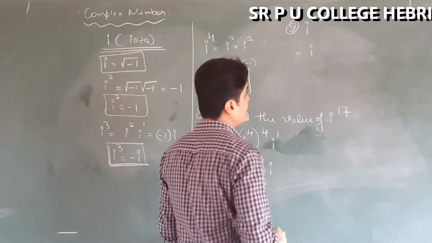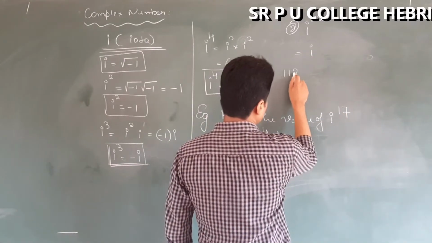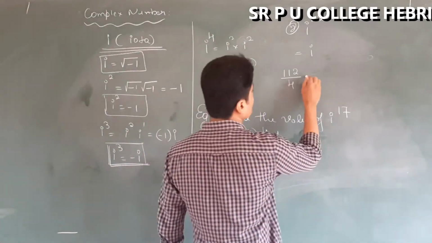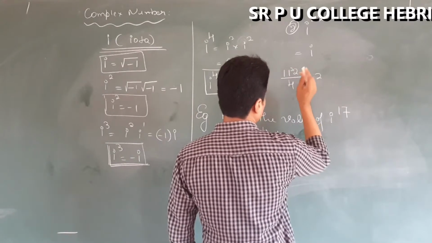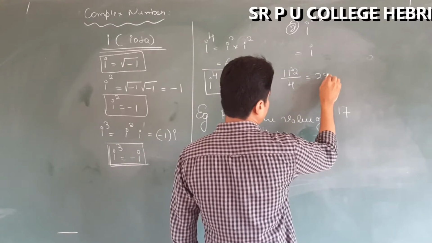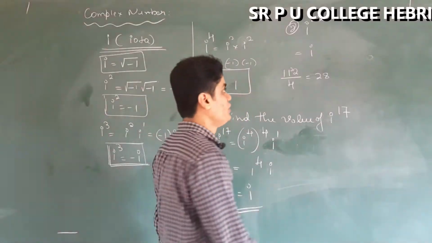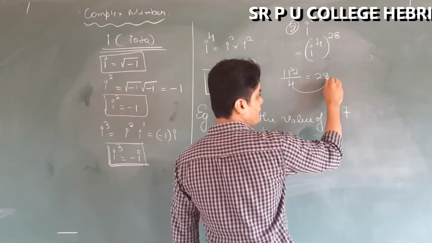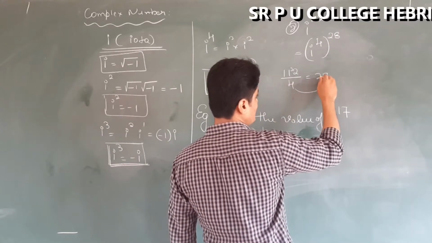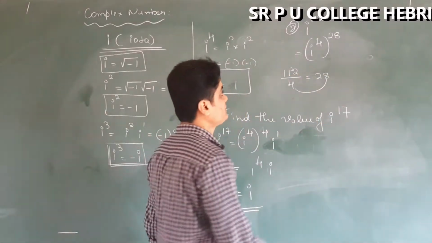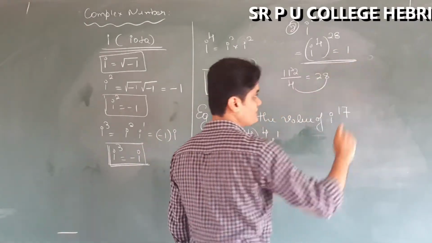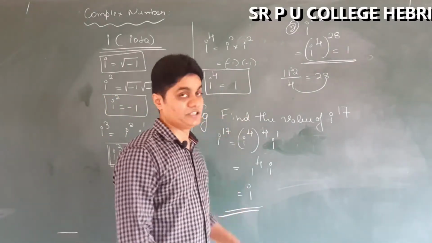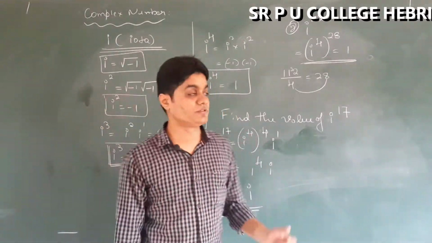So can you express 112 by 4? To get this number, you just start dividing by 4. Dividing by 4, 4 into 2 is 8, remaining 3. So 4 times 8 is 32. It divides exactly, right? So this you can write as i power 4 to the power 28. 4 into 28 is 112. So it's perfect. So what is the answer? Answer is 1. That's it. Very easily you can find power of i for anything using the values i cube, i square, i power 4 and so on.